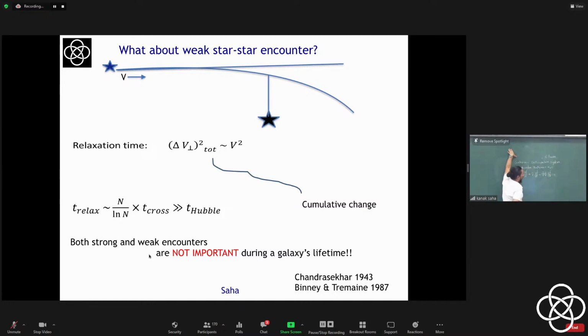equals 0. This F is basically the distribution function. F equals F of R and V, where R and V are the phase space variables of all the stars. Basically, if there are n stars, it will go from 1 to n like that. But in this case, this distribution function is called the one-particle distribution function, so it depends on the single-particle phase space coordinate.